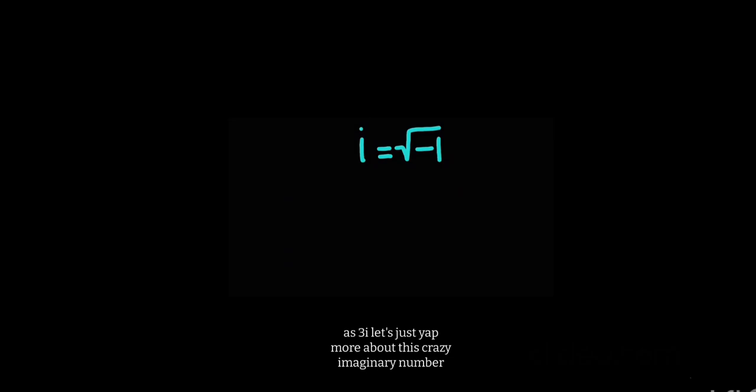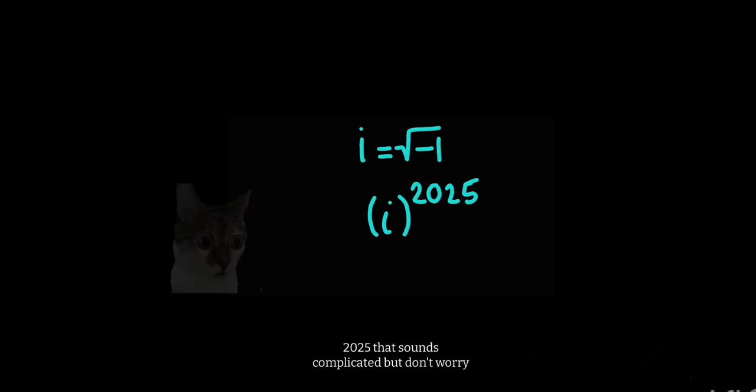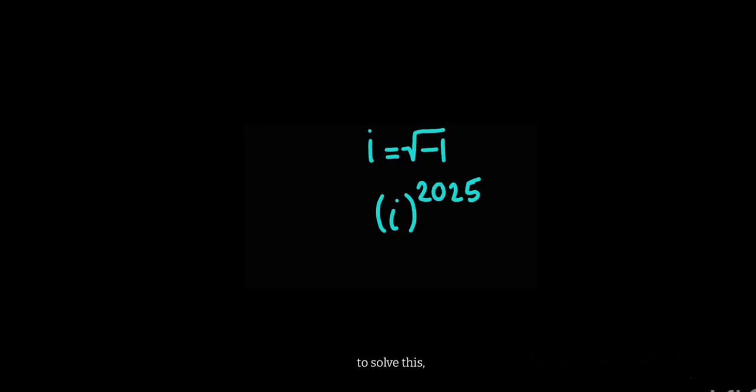Let's just yap more about this crazy imaginary number i. Let's just take a problem. i raised to the power 2025. That sounds complicated, but don't worry. It is not as complicated as it looks. To solve this, we need to understand what happens when we raise i to different powers.